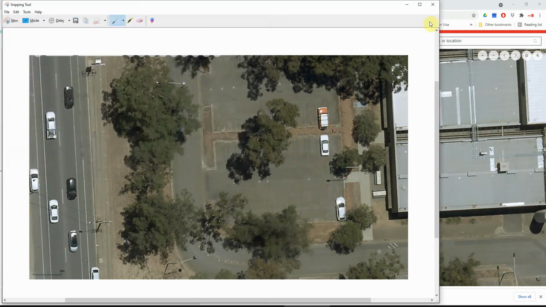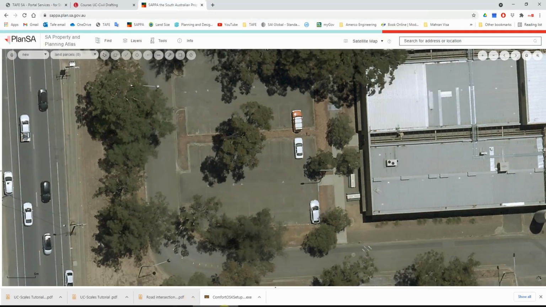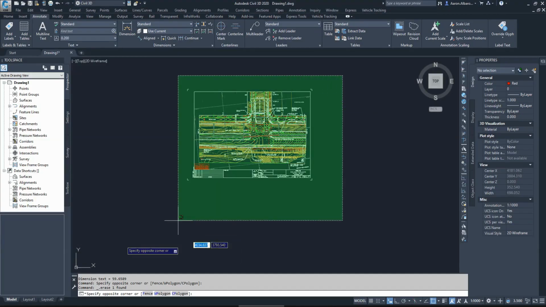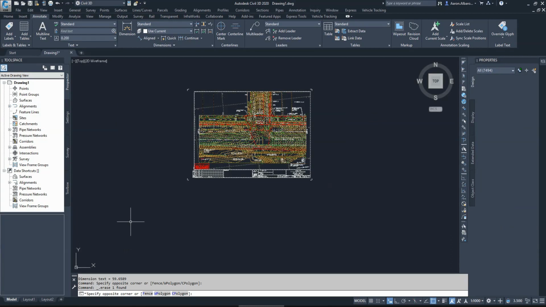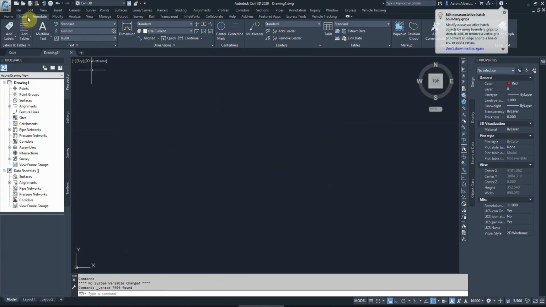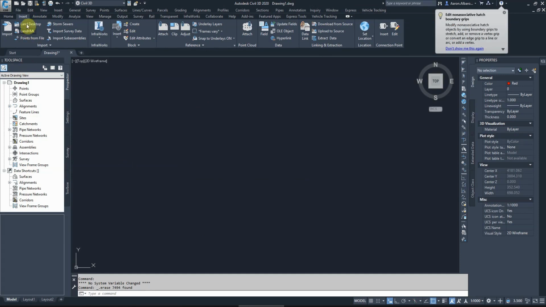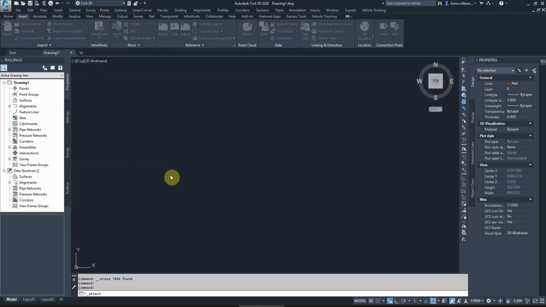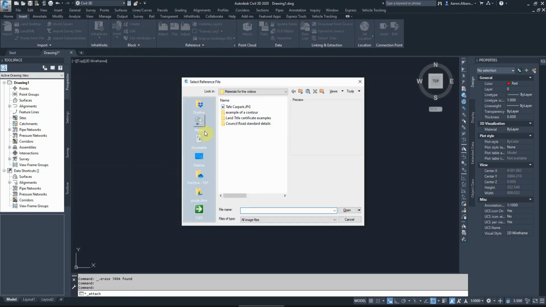Okay, saved it. Now how can we import this into Civil 3D? Let's delete that, we don't need it anymore. The same thing, I'll go to the insert tab. This time, instead of going to import, I'll go to attach. And that will allow me to attach an image to my file.